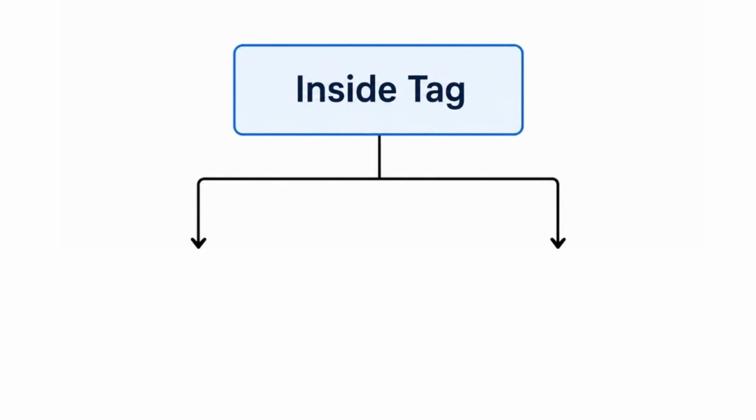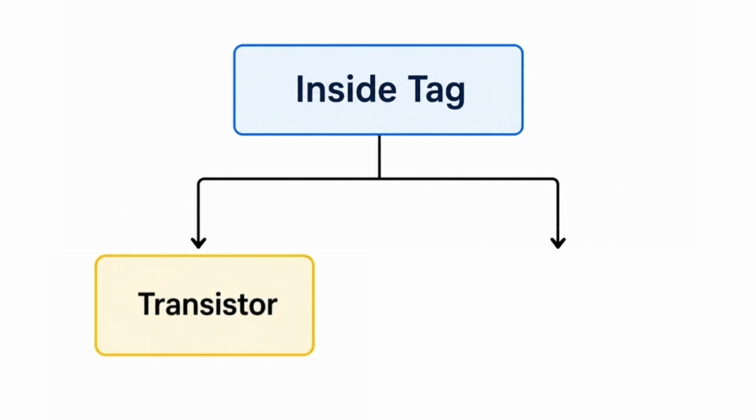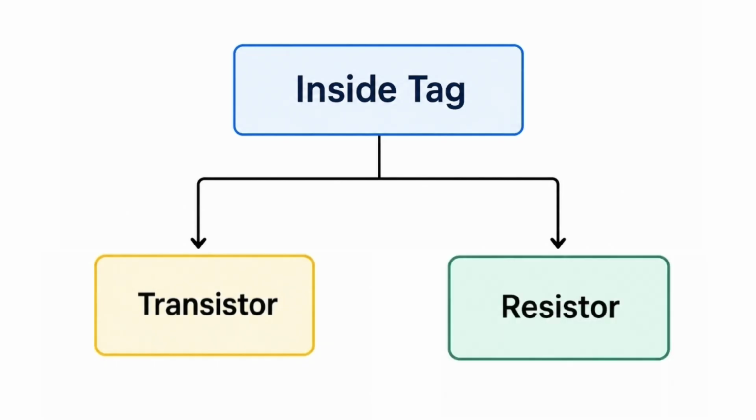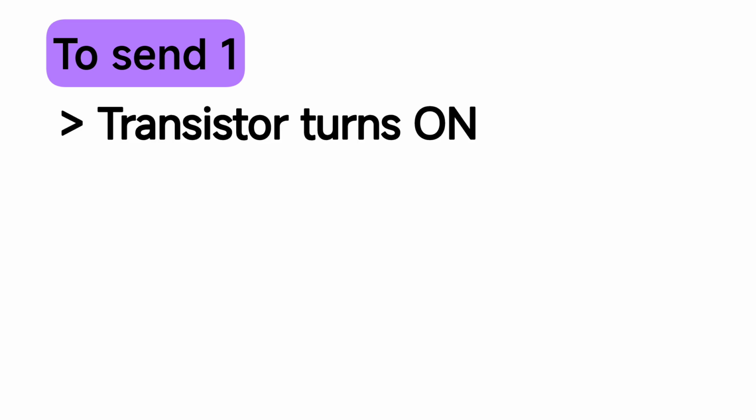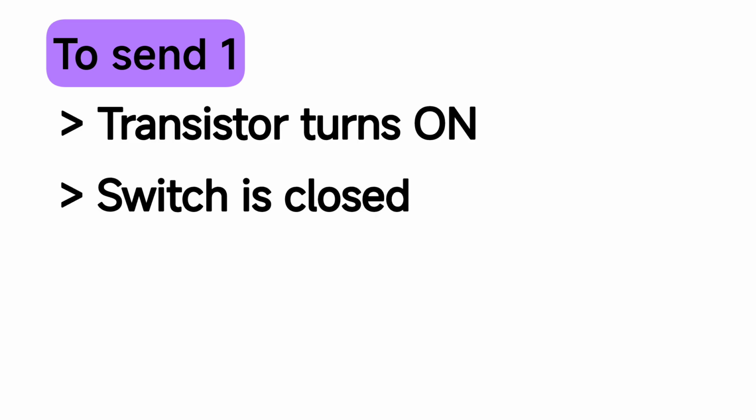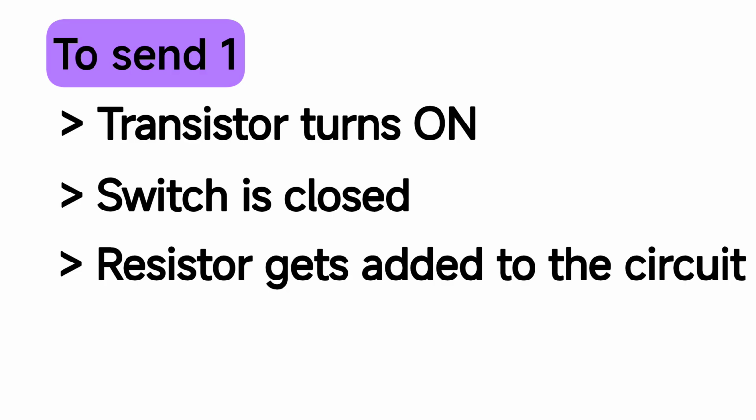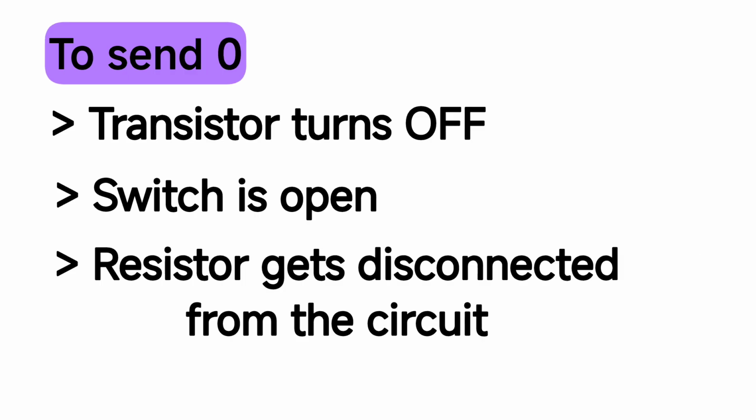Now inside the RFID tag, there is a transistor which acts as a switch, and this transistor is connected in parallel with a resistor, and this resistor is called the electrical load in context of RFID. Now let's say the tag wants to send this series of ones and zeros of data to the reader. So for sending 1, the transistor will turn on, it means the switch is closed. So the resistor is added to the circuit and the tag will try to draw more current, and as a result it will extract more energy from the magnetic field which is being generated by the reader. Similarly, for sending 0, the resistor is disconnected from the circuit and the current requirement of the tag will be reduced, and consequently the energy requirement will also be reduced.